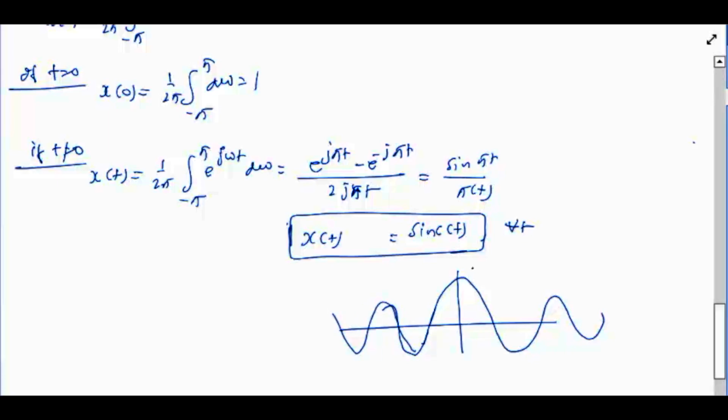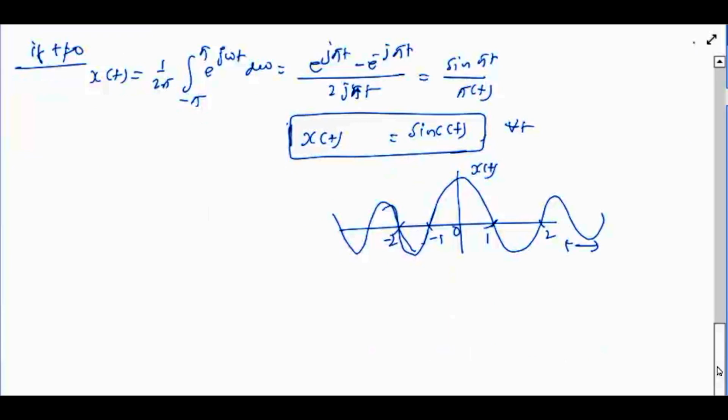Okay, here is the rough sketch of x(t), where these points are 1, 2, 0, minus 1, minus 2, etc. Okay. So we see that the Fourier transform of sinc function is a pulse signal.